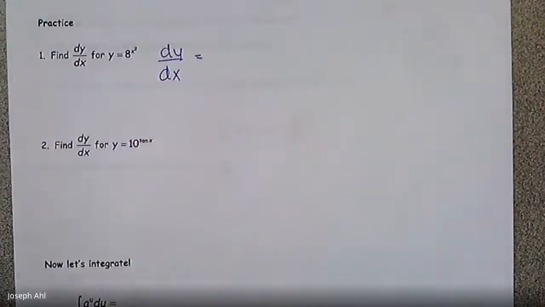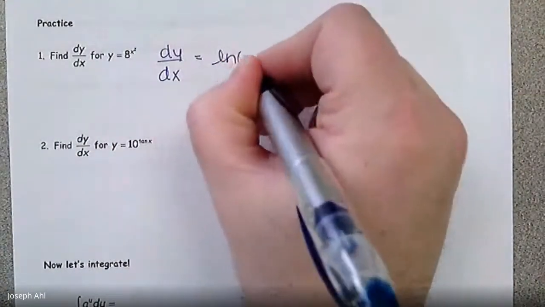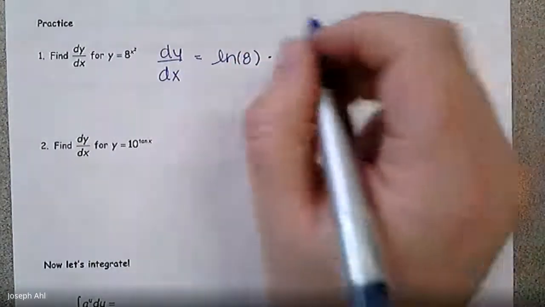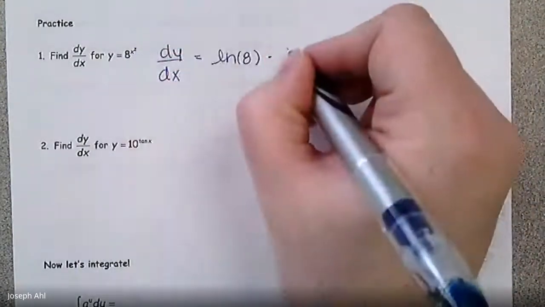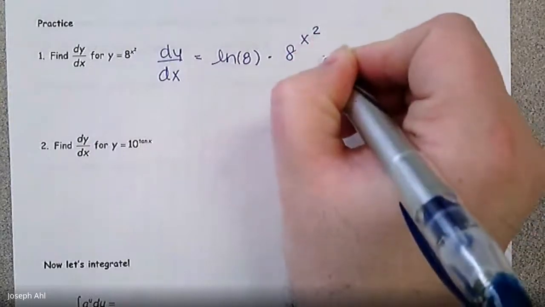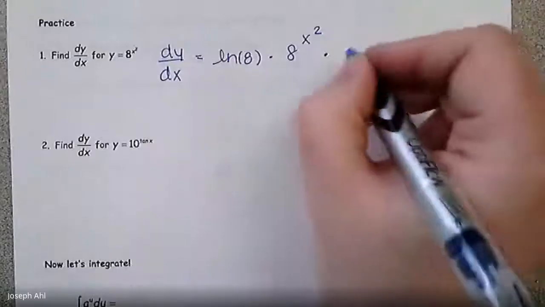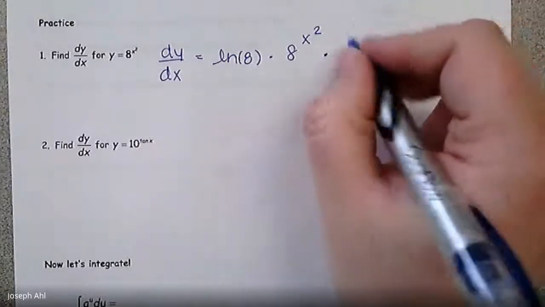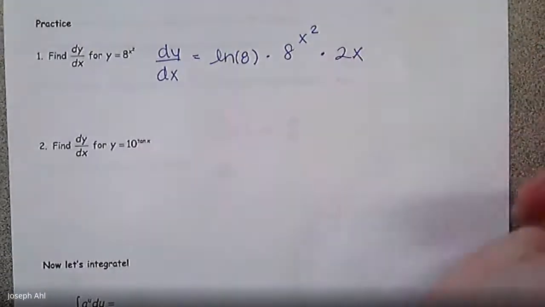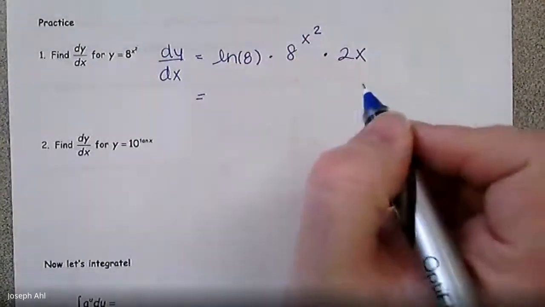would be ln of the base, so ln of 8 times, this is a to the u, so it's going to be 8 to the x squared. But since u is x squared, we're going to multiply it by du dx. So the derivative of x squared, of course, is 2x.